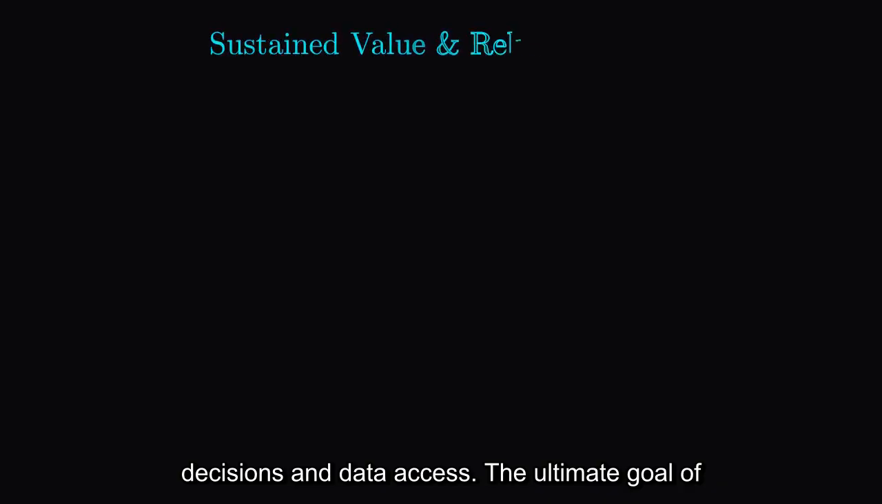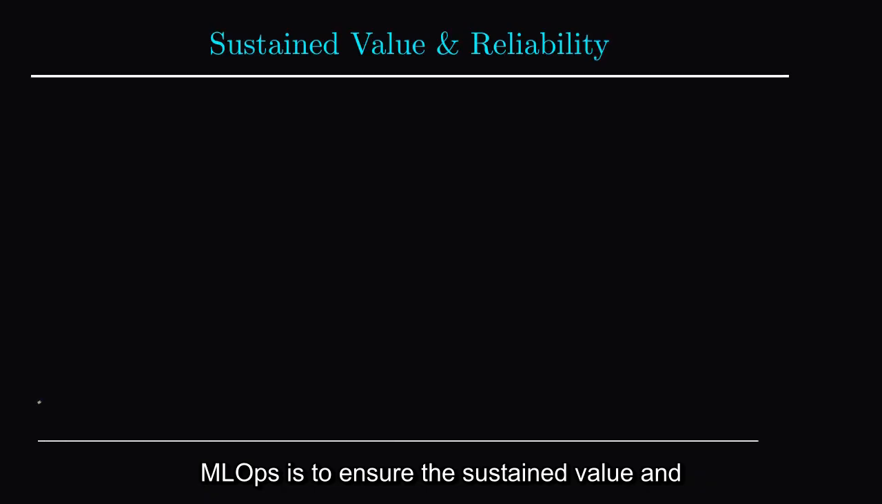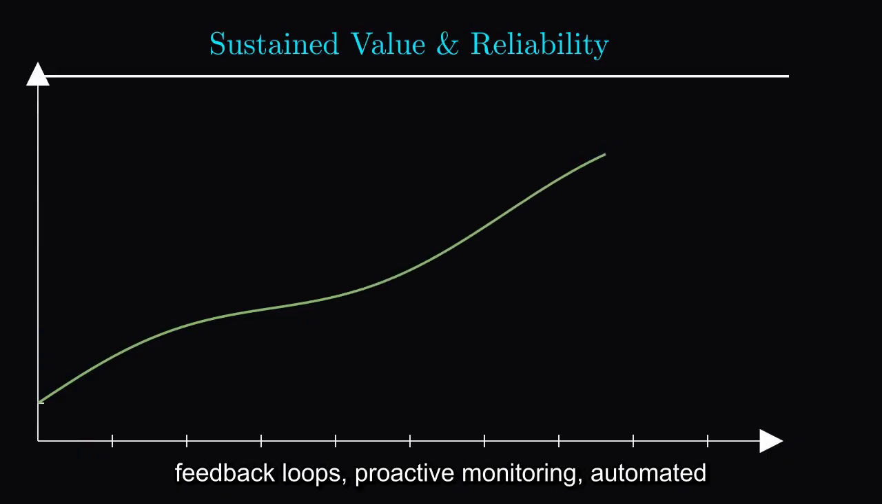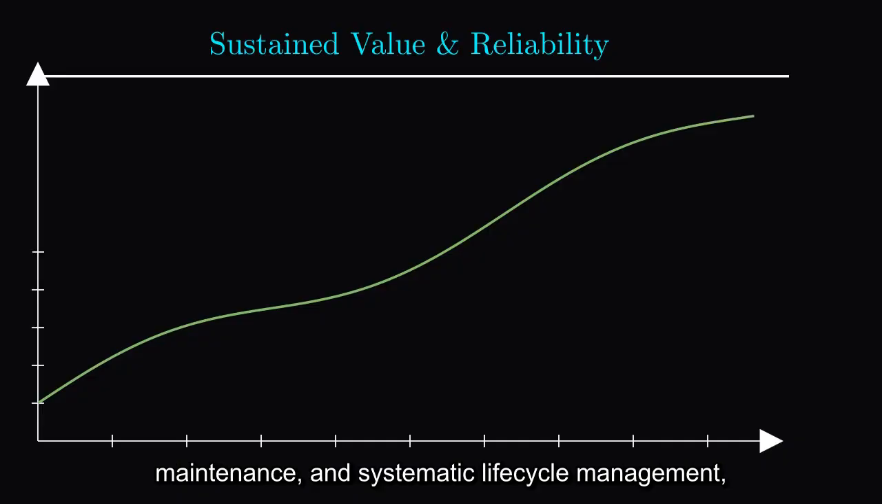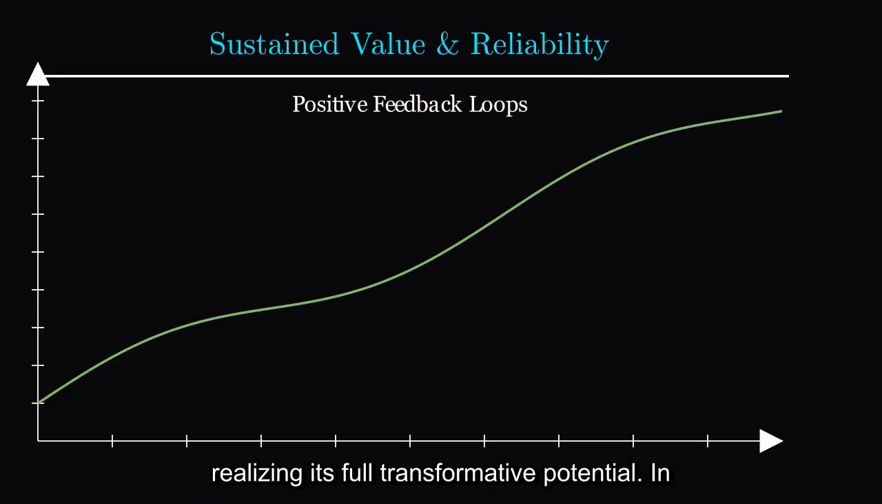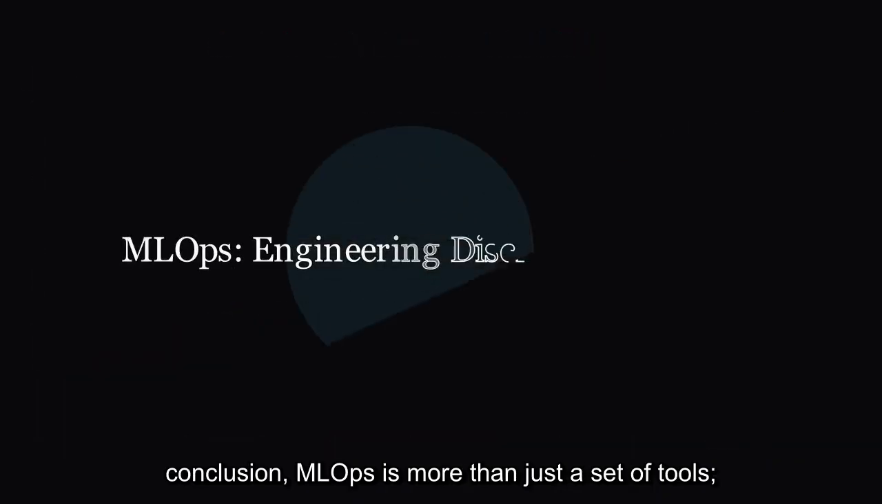The ultimate goal of MLOps is to ensure the sustained value and reliability of AI systems. Through continuous feedback loops, proactive monitoring, automated maintenance, and systematic lifecycle management, organizations can confidently deploy and scale AI, realizing its full transformative potential.